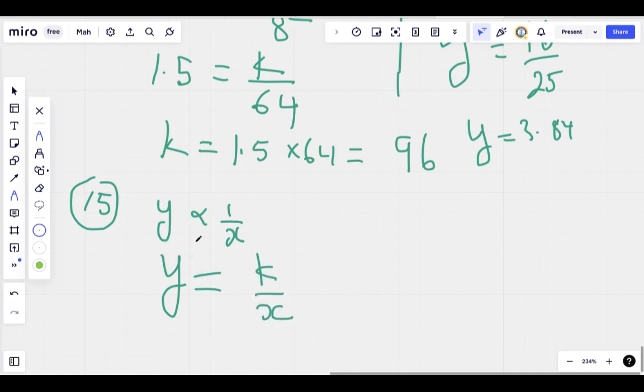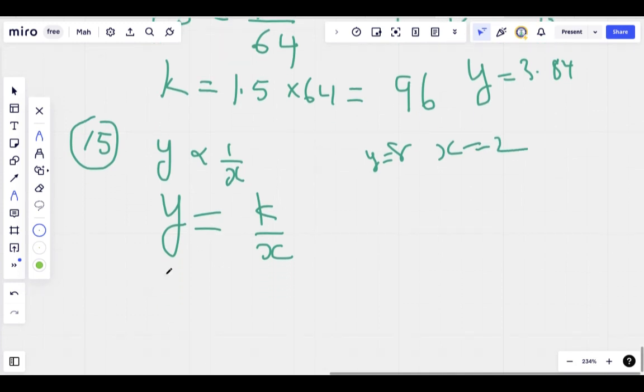Okay, so the next thing we put the value, y is 8, x is 2. We have to find k first, and then we come back. So we write 8 equal to k over 2. If you cross multiply, 2 times 8, we get 16. So k equal to 2 times 8, which is 16. K is 16.